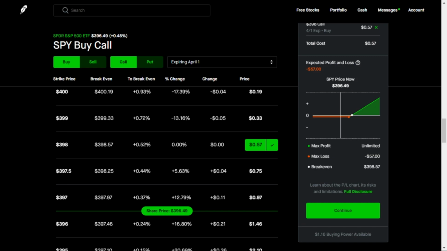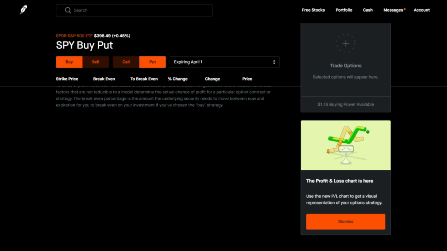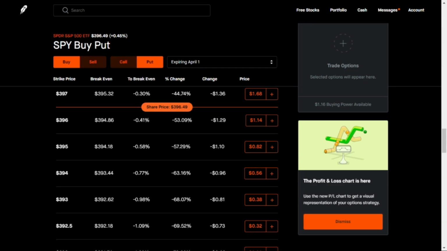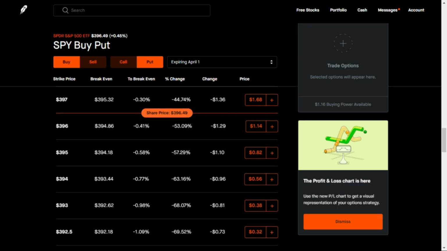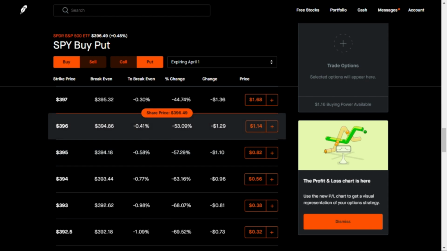So let's just switch it up. I'm going to exit out of this. Now I'm going to buy a put. This is saying the opposite. This is me saying that I believe that SPY is going down. Again, it's at 396.49 right now. Let's say that we believe it's going to go down to 395. As the buyer, I'm saying that I believe that the SPY is going down.